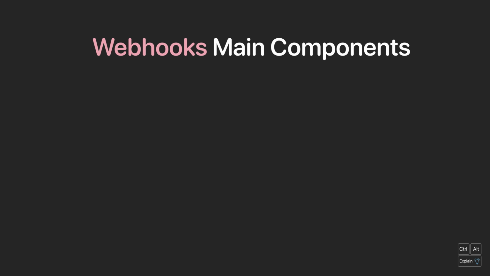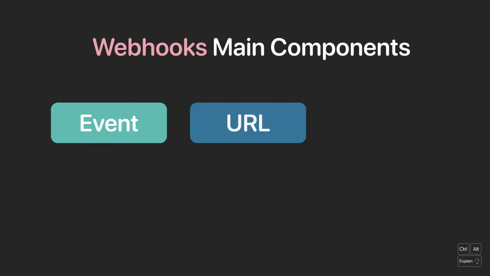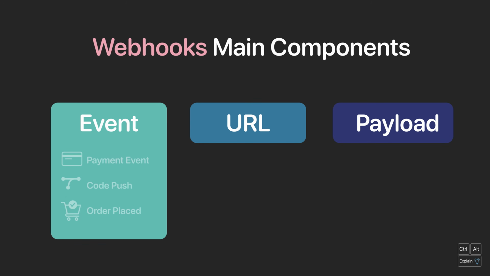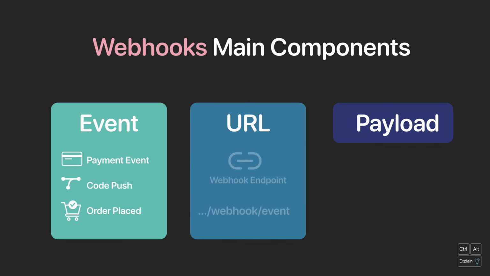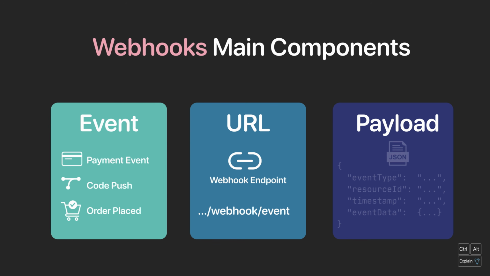Setting up a webhook requires understanding 3 key components: events, webhook URL, and payload. An event is the trigger. It's the specific action occurring in the source app, like a successful payment on Stripe or a Git push on GitHub. The webhook URL is the address you register. It points to the server that will listen for the message. And the payload is the actual letter inside the envelope. It's the data about the event, usually sent as JSON.